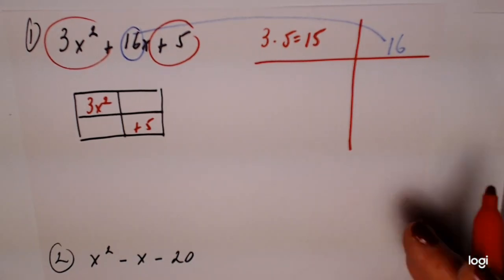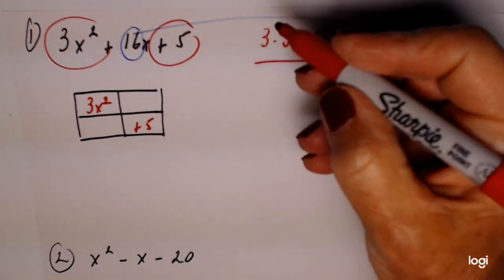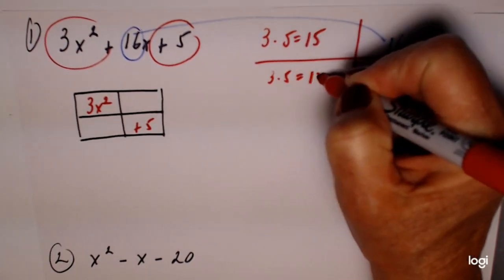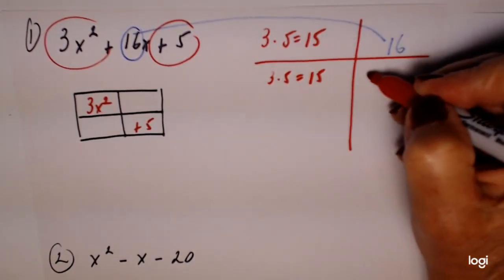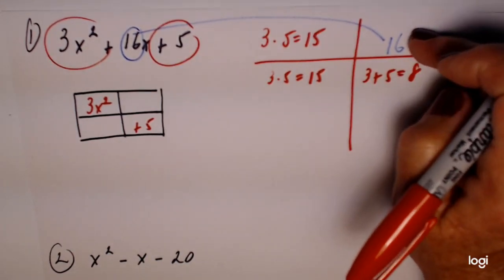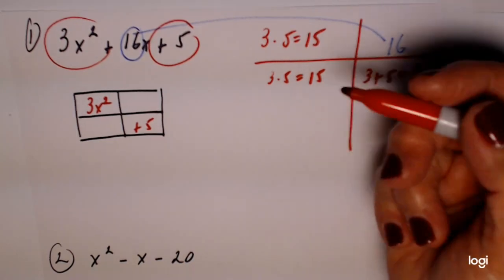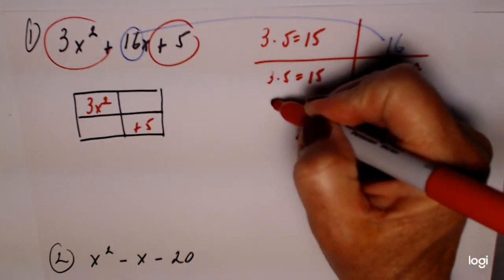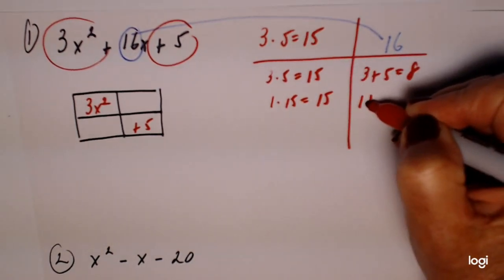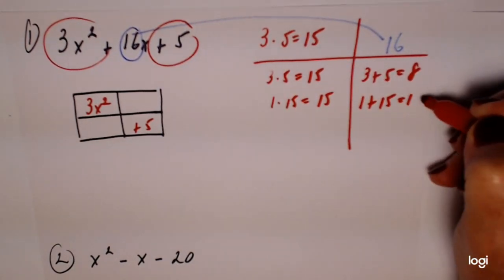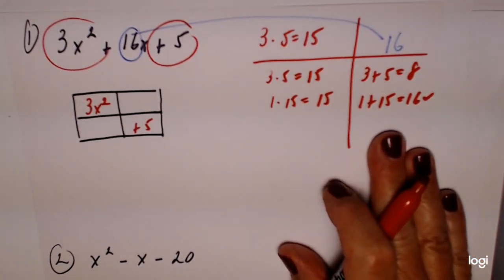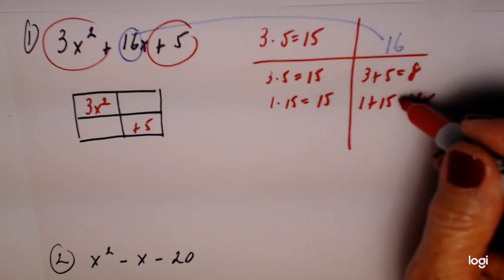Others you might have to go through some trial and error. So let's start with the obvious. 3 times 5 is 15. Those are factors of 15. However, 3 plus 5 is 8. That's not the 16 that we need. So other factors of 15 would be 1 times 15, which is our 15. And 1 plus 15 is the 16 that we need, the positive 16, so that works. So this is going to be what we use.